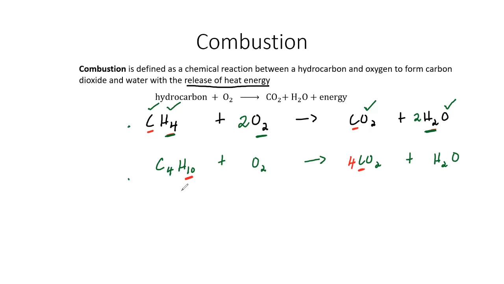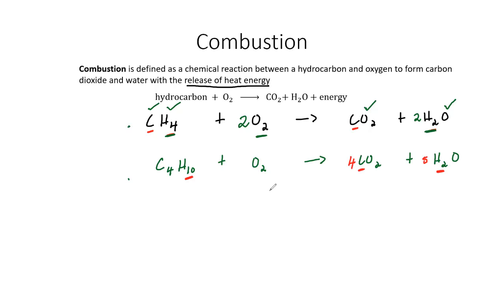10 hydrogens. To balance that, I must make sure that I've got 10 also on the right-hand side. But on the right-hand side, I happen to have only 2. To balance that, I need to put a coefficient, a number. That number is 5, like what you're looking at right there.